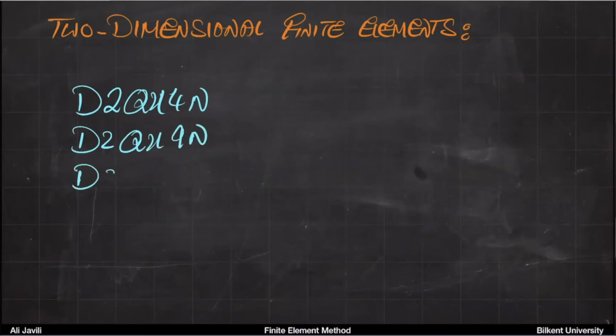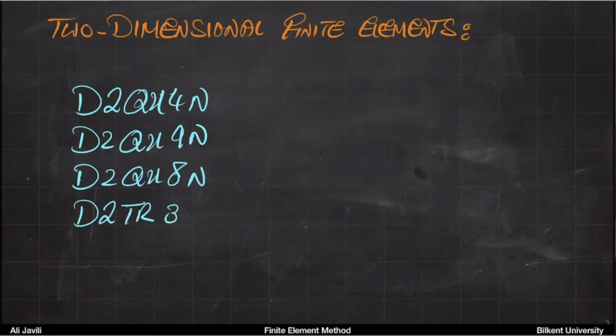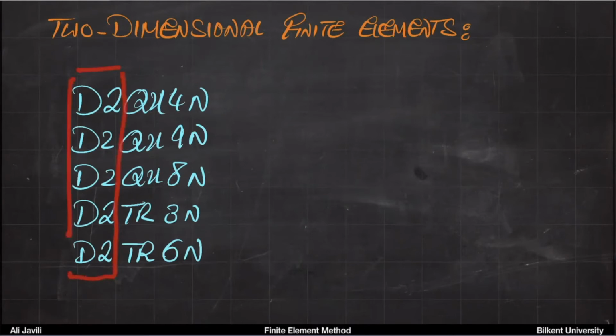And then you have D2QU8N. The order is reversed because 9 is easier than 8, or it's more standard. And then you have D2TR3N and D2TR6N. So the way we name them is very similar to what we did before. D2 at the beginning tells these are two-dimensional elements. The 2 other letters tell you what type of element you're talking about.